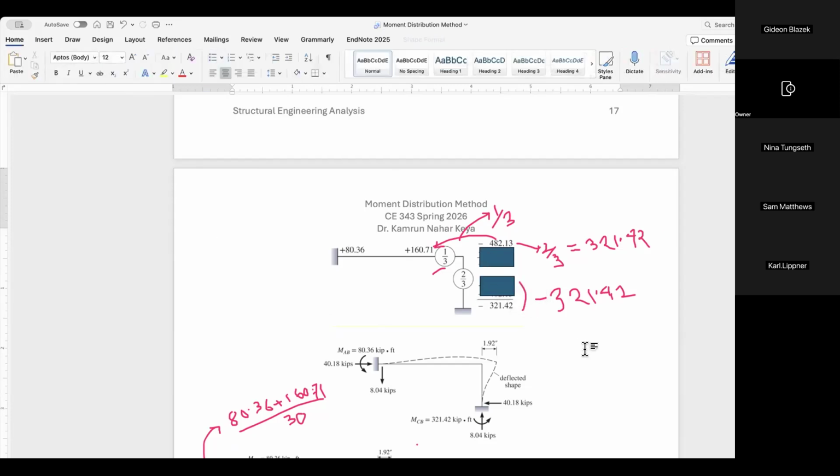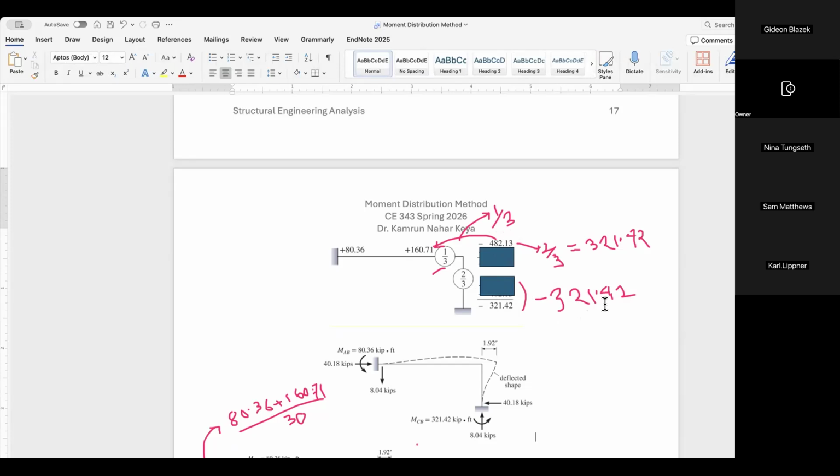Don't get confused with those values. So we have minus 4 here and it distributed 2/3. So here we get minus 321.42. And now this is the frame. So it's a little bit different from the beam. It's not the half carryover because here we already get the negative values.